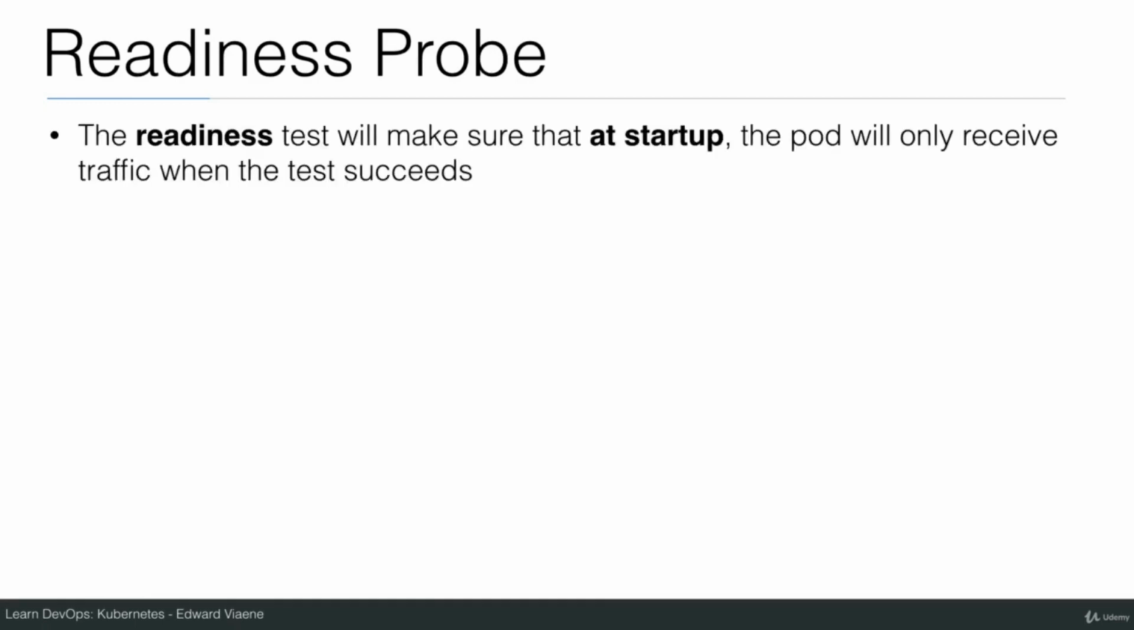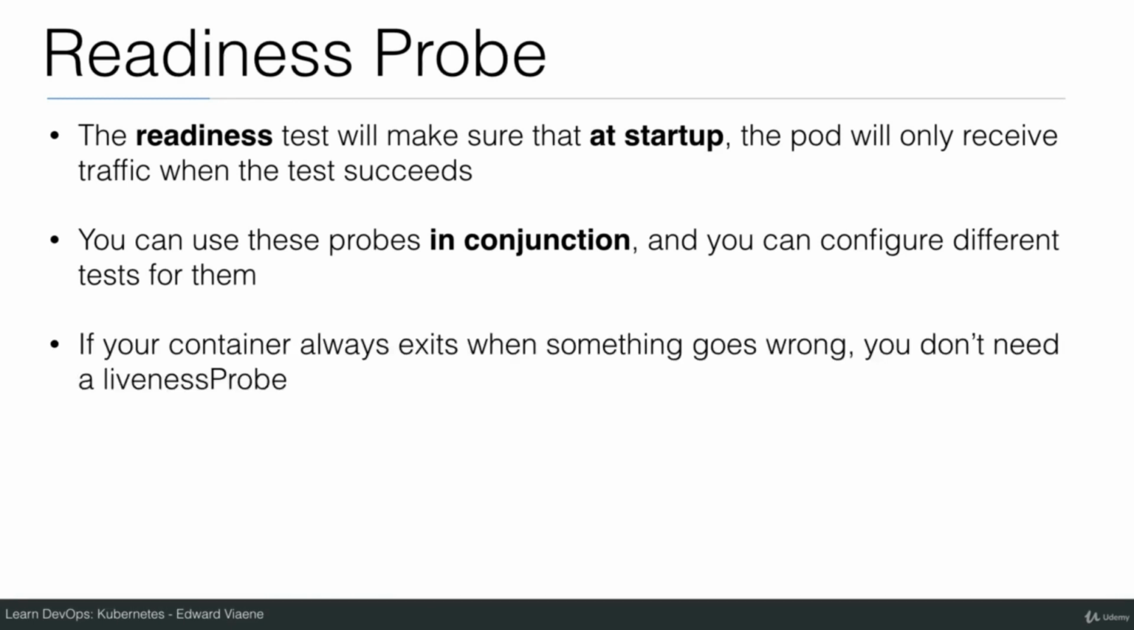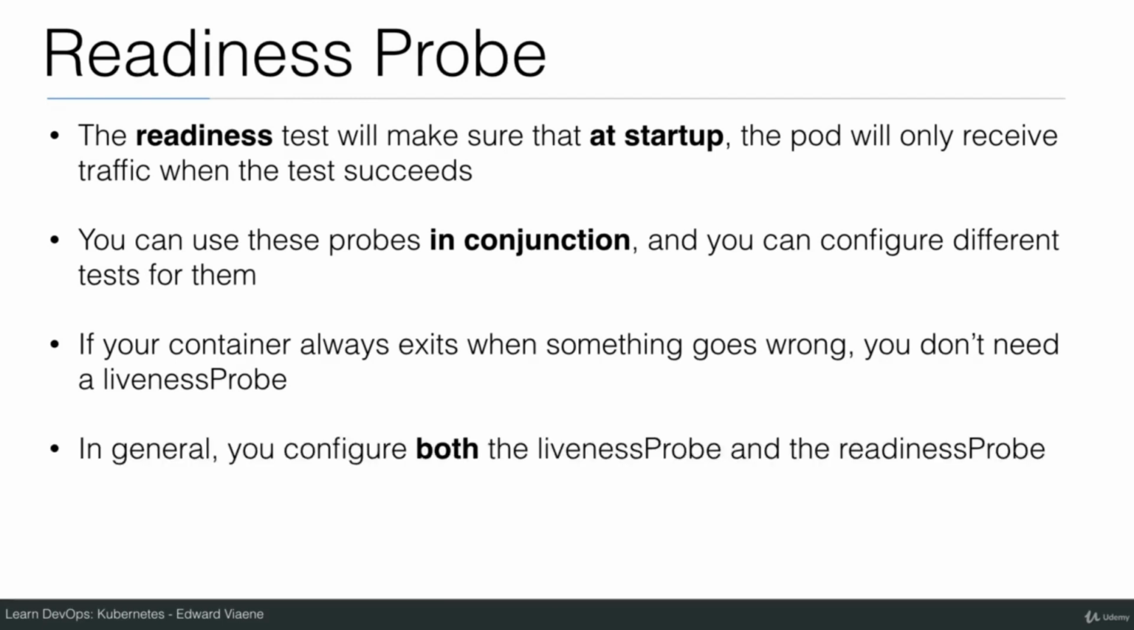The readiness test will make sure that at startup, the pod will only receive traffic when the test succeeds. You can use these probes in conjunction and you can configure different tests for them. If your container always exits when something goes wrong, you don't really need the liveness probe. But in general, you configure both the liveness probe and the readiness probe.